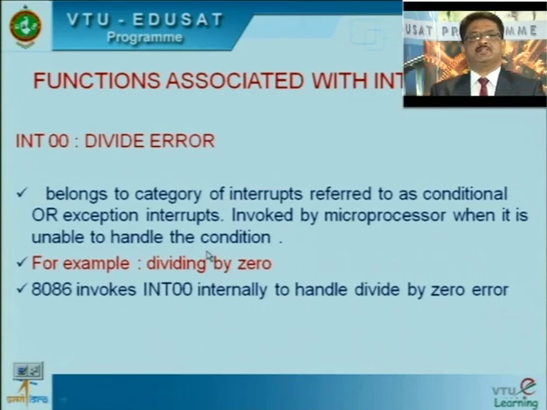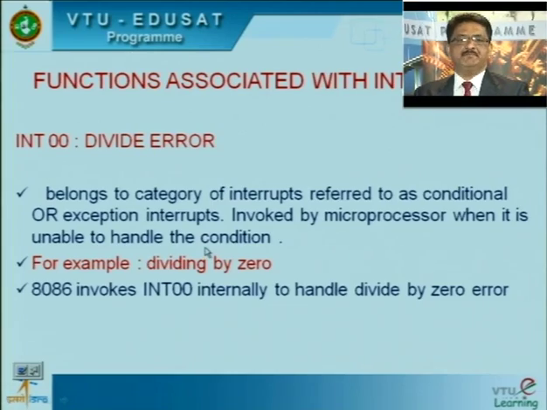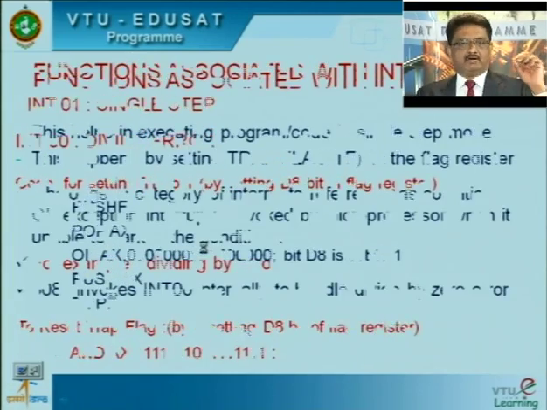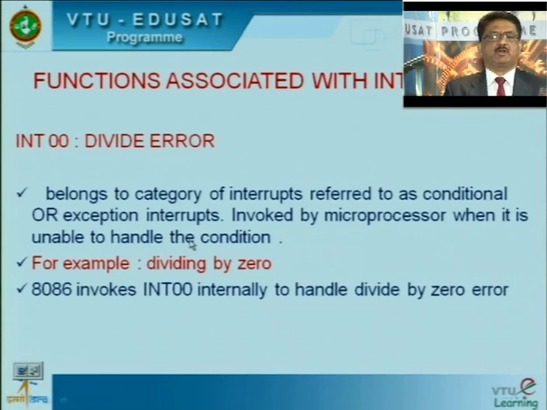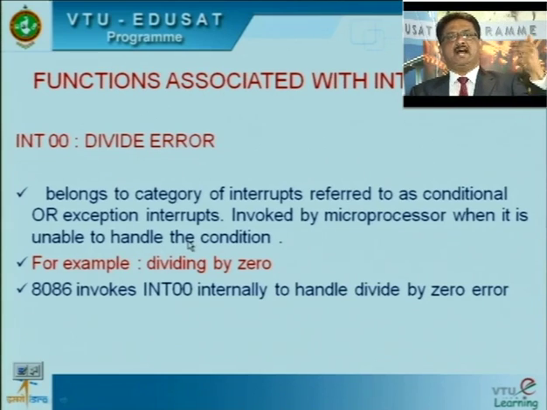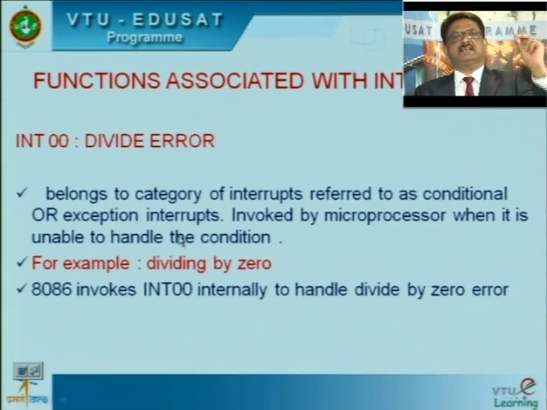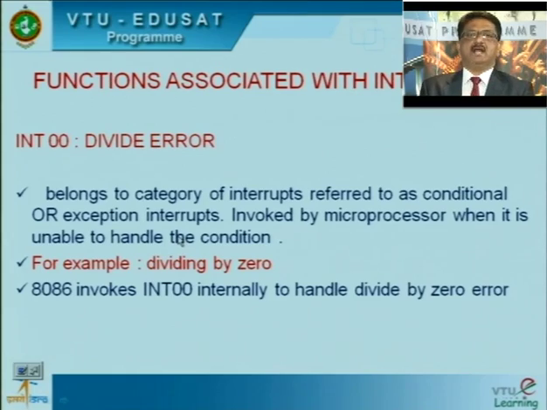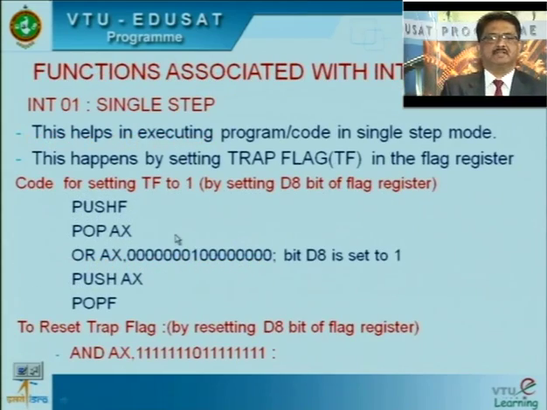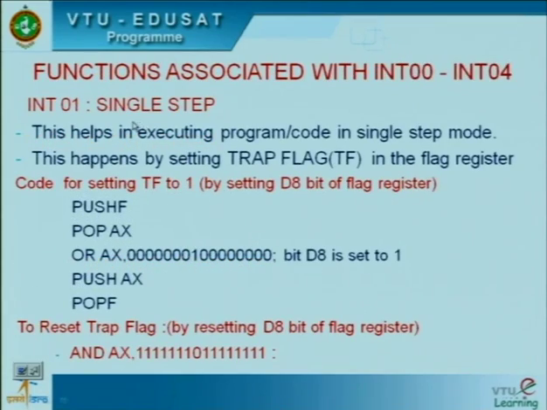When you perform a divide by 0 operation, INT 00 automatically comes into the picture. The processor goes to the IVT at location 00000h, takes the contents of IP and CS, goes to the ISR present at that location obtained from the IVT, and executes that program. Then INT 1h is for single step mode.